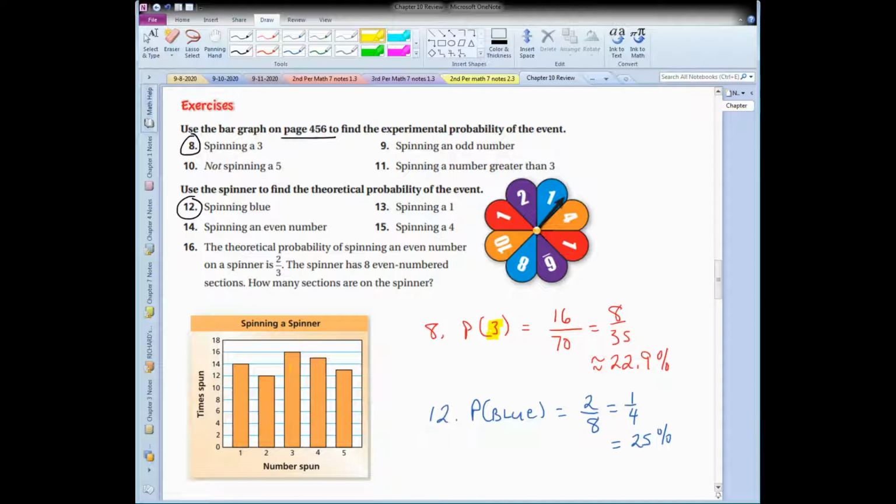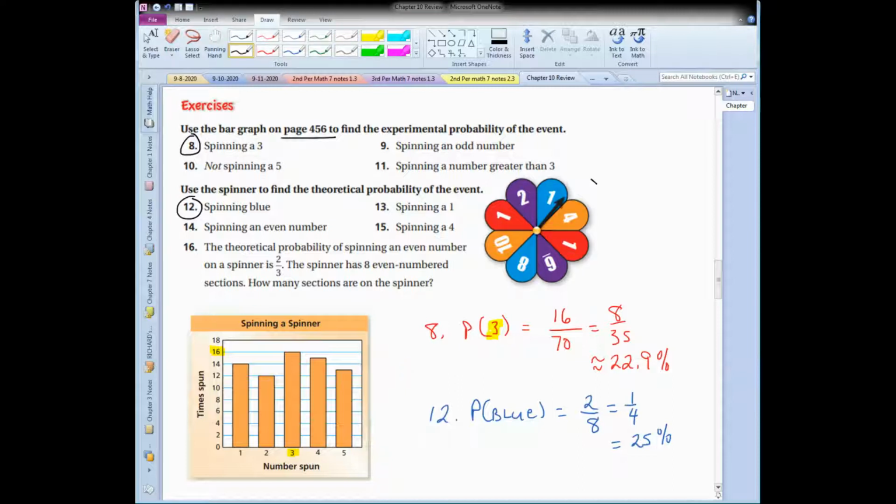All right, it's a theoretical probability. I need to look at, well, I don't know, how many times did it end up 3? Well, there were 16. And there's 70 total times that the spinner was spun, and there you go. And then theoretical probability is I look actually at the spinner.